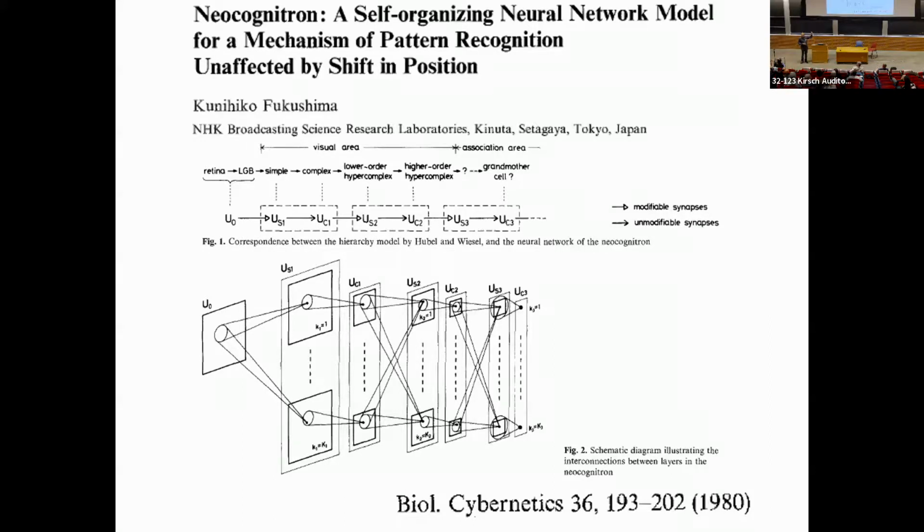Okay, so that's good. There's a well-educated audience, because when I give a talk in a deep learning crowd, 99% of the people don't know this paper. This paper is directly based on Hubel and Wiesel. It has all the layers. It's got everything. It's even got shift invariant stuff, so it's got convolution in there.